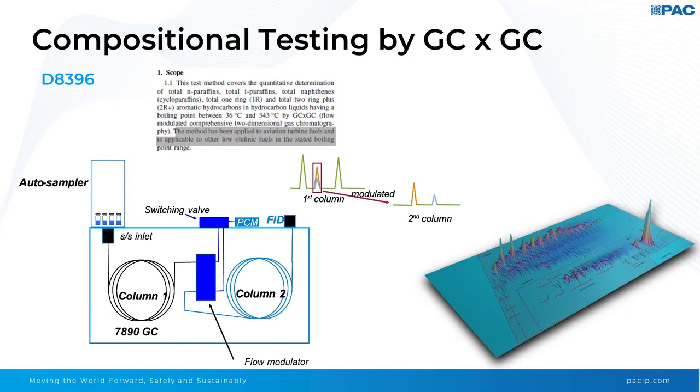One thing to emphasize here is this flow modulator. This flow modulation, designed and used by PAC, does not require a cryo setup. For information, cryogenic modulation relies on cryogenic fluids or cryoliquids for the focusing function. It is expensive and impractical for field use. So this flow differential is used to inject the modulated peak into the second column here.